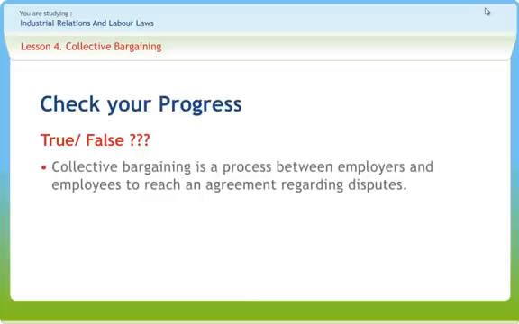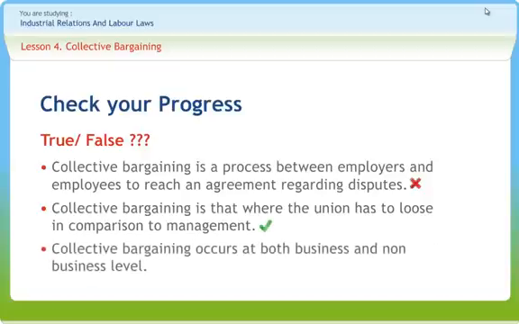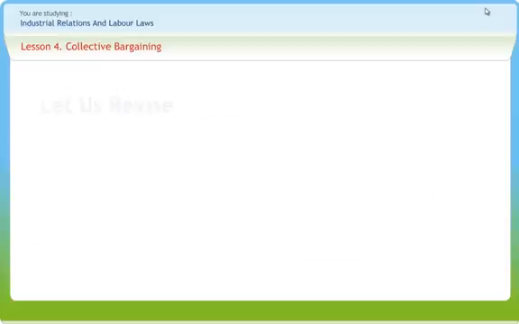Now let us check if we have understood the various concepts discussed in this lesson clearly. Collective bargaining is a process between employers and employees to reach an agreement regarding disputes. Right or wrong? Wrong. Collective bargaining is that where the union has to lose in comparison to management. Right or wrong? Right. Collective bargaining occurs at both business and non-business level. Right or wrong? Wrong.